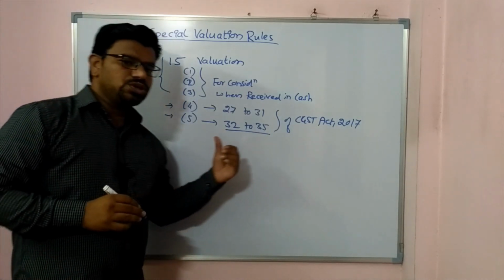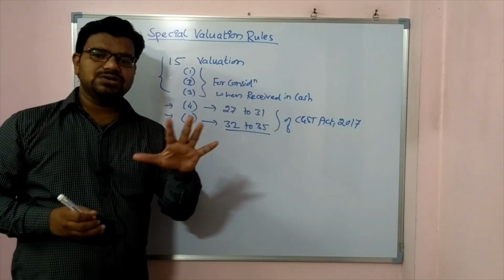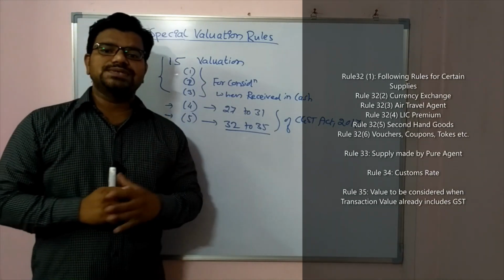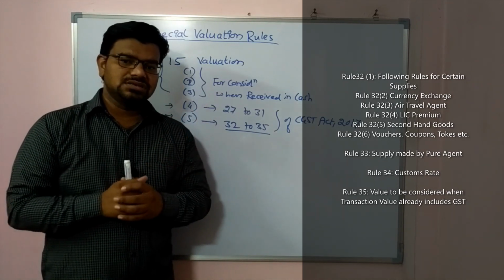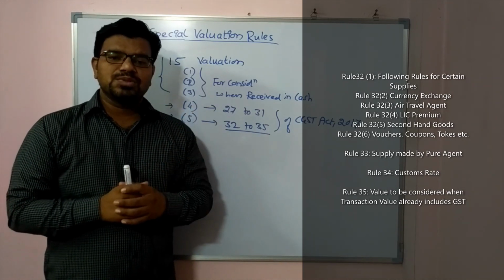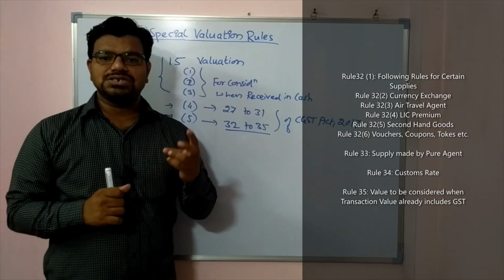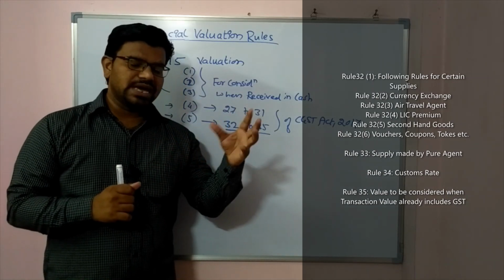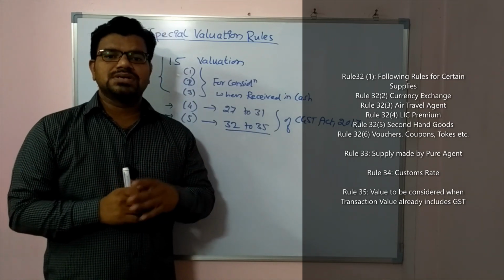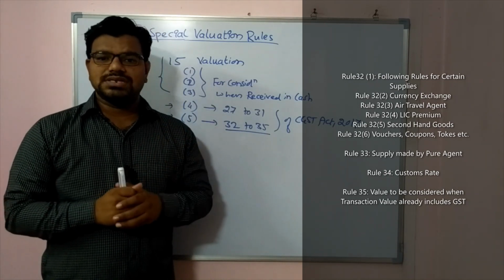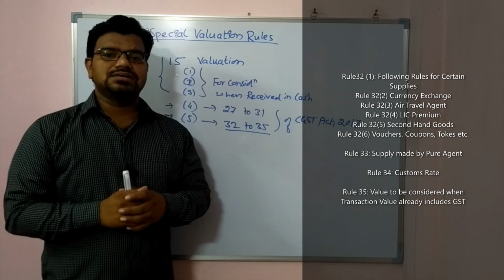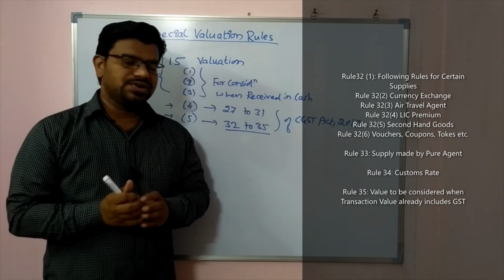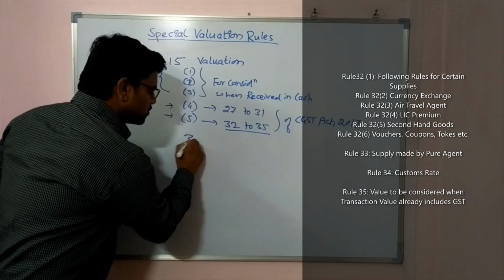Let me tell you. Rule 32 has again 5 different rules for certain kinds of supplies. For currency exchange we have subrule 2. For air travel agent, subrule 3. We have LIC premium calculation, subrule 4. Subrule 5 for second hand goods dealing, and subrule 6 for vouchers, coupons and tokens. Right? That was all about rule 32.